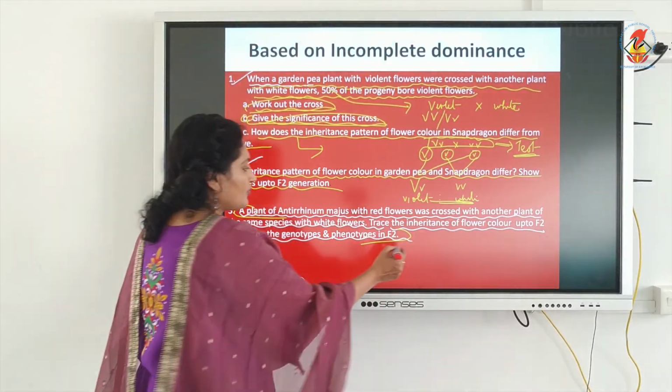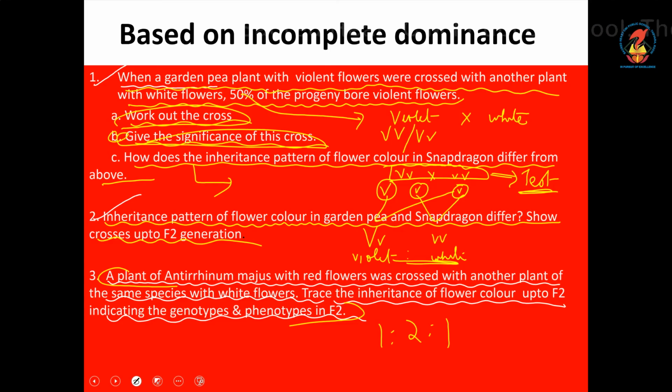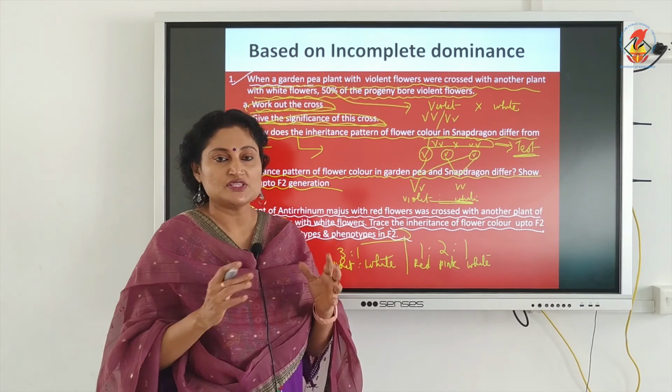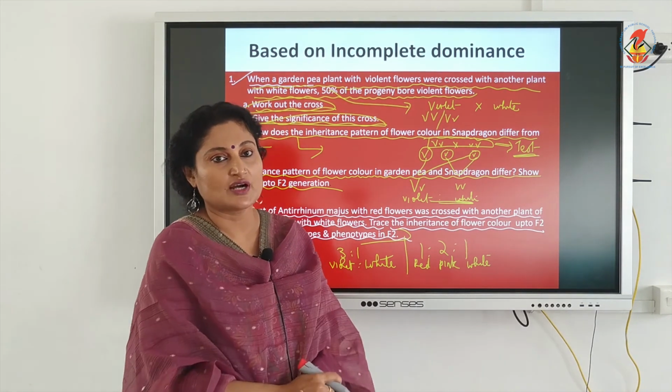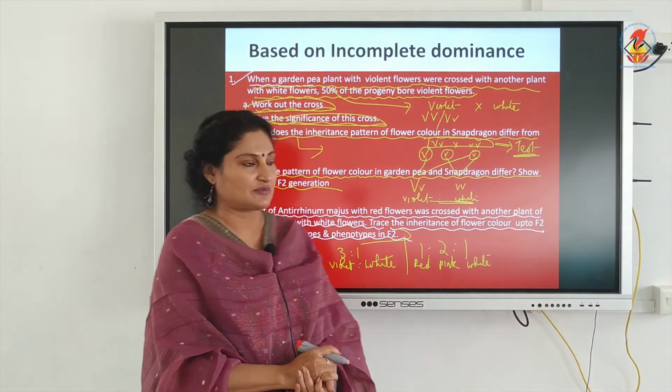And that 1:2:1, remember, the 1 stands for red, the 2 stands for pink, and the 1 stands for white. If you are talking about violet versus white of garden pea, it is 3:1, which indicates 3 violet to 1 white. So always when you make a comparison, please bring violet flowers versus red flowers: violet flowers of garden pea and the red flowers of Snapdragon.